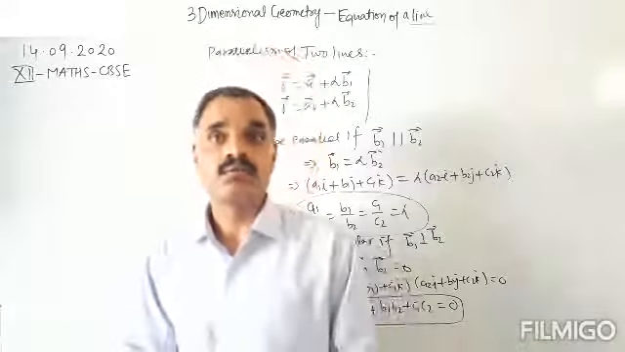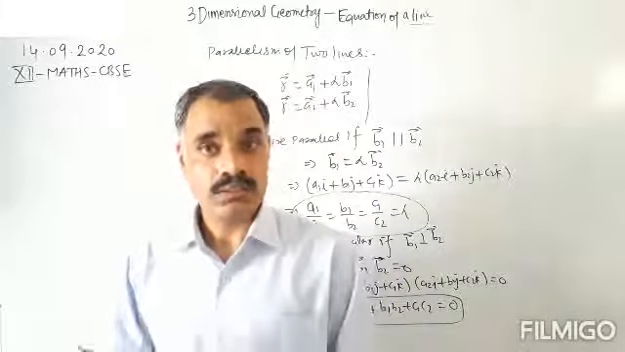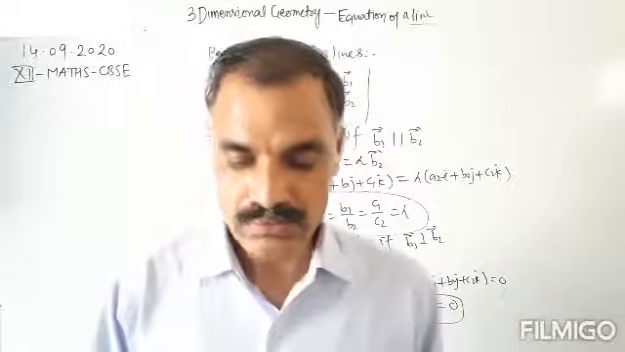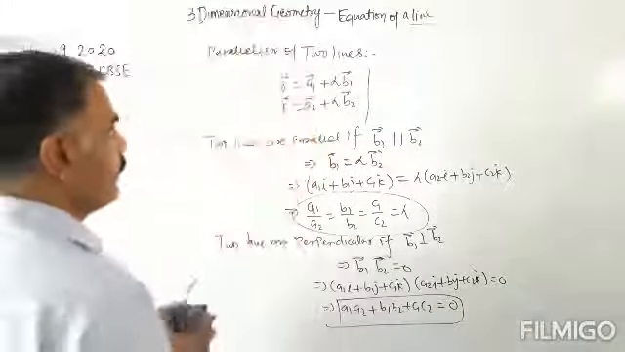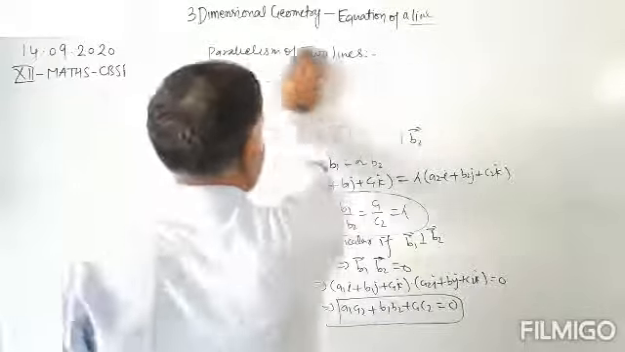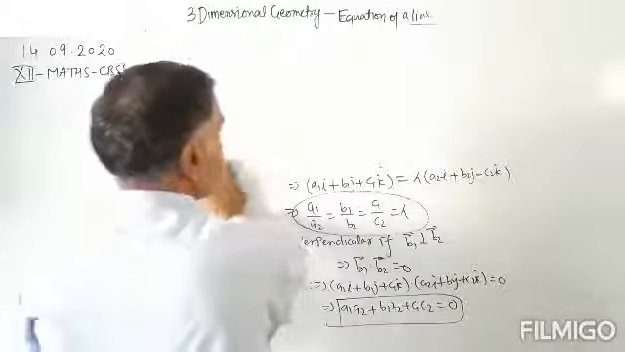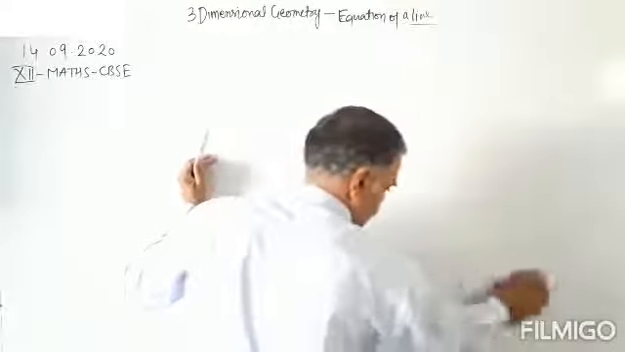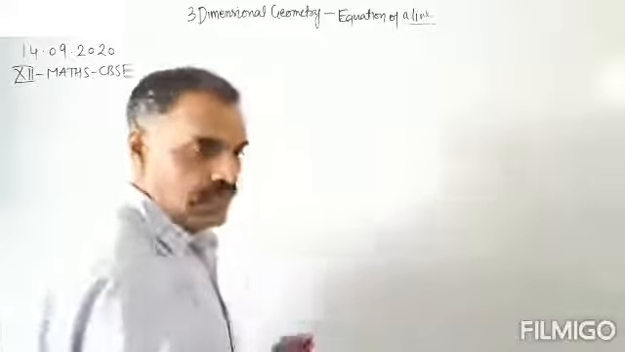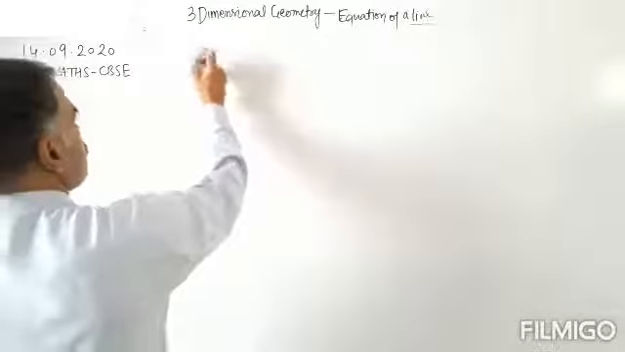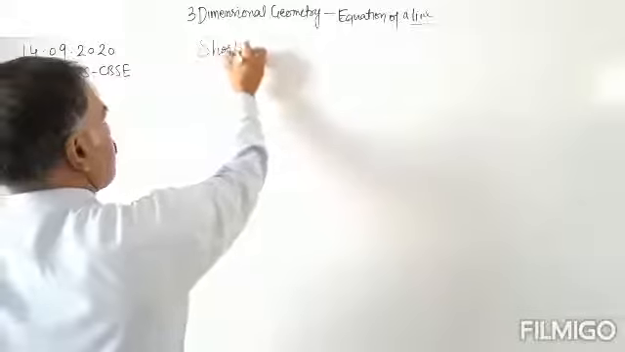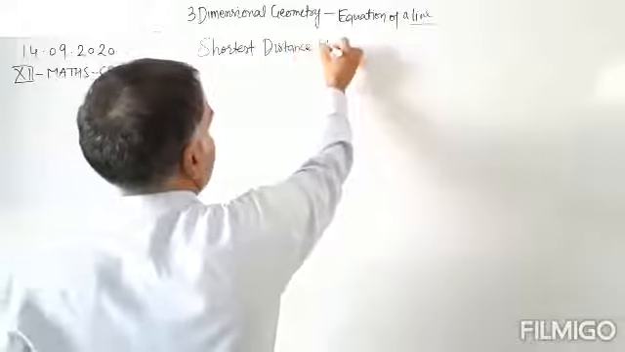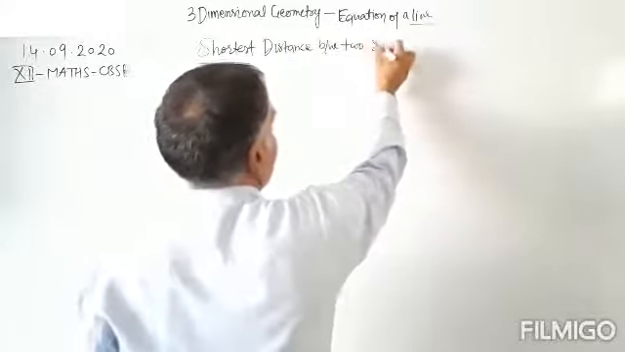Now we will look at the shortest distance between two skew lines. Let us get the formula for the shortest distance between two lines. Write down: the shortest distance between two skew lines. Important topic.